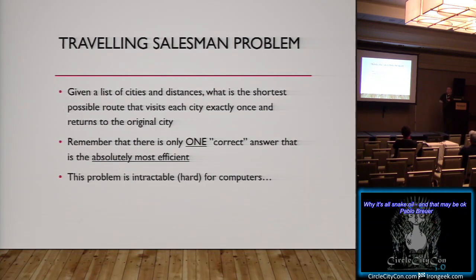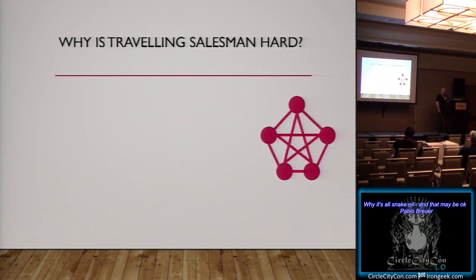In order for it to be the most optimal path, there is only one. And the only way for me to find out what that one most optimal path is, is to try every path. And it turns out that this is really hard for computers. Who thinks that this is really hard for humans to solve? It doesn't sound hard, right? So why is it hard?